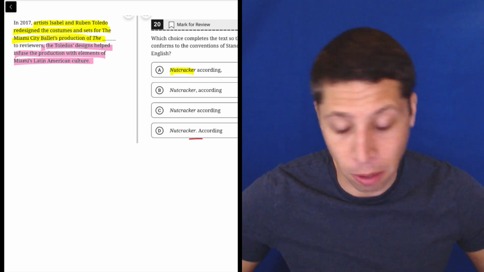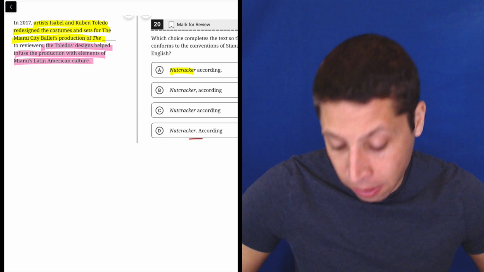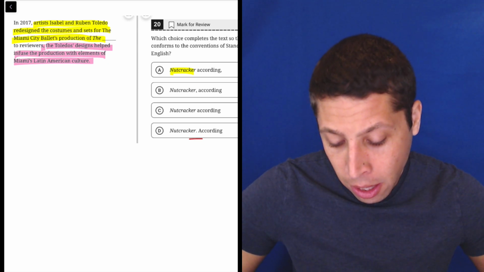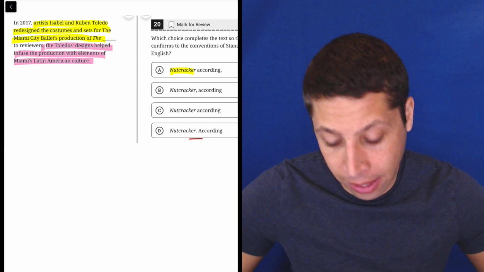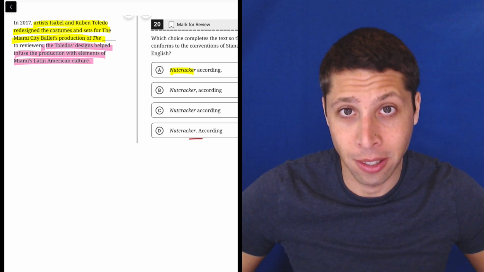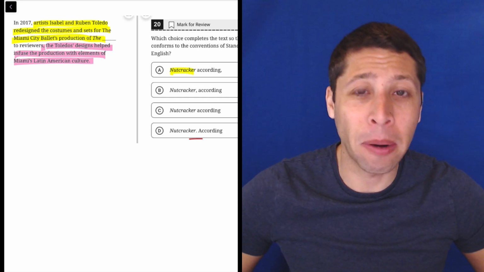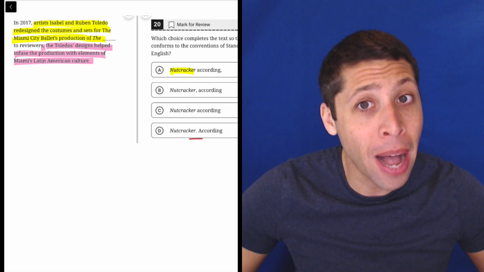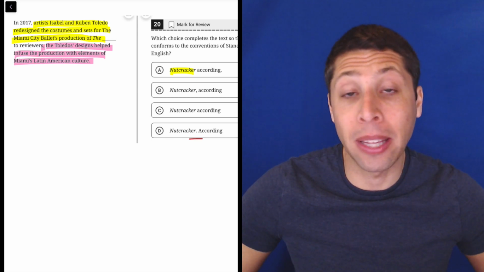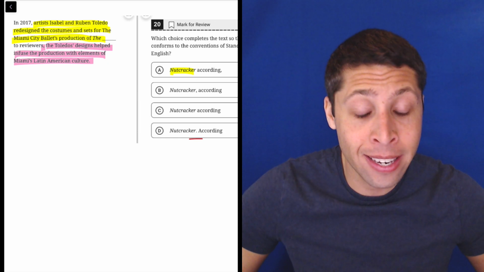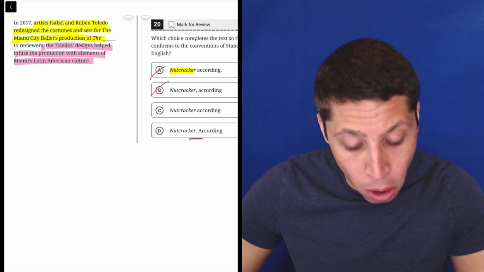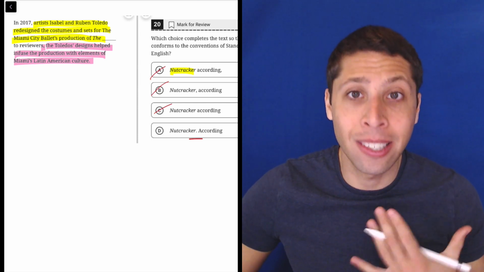We have a subject, we have a verb. The Toledos' designs helped infuse, right? So helped is the verb, the designs are the subject. In the first part, the yellow part, redesigned is the verb, and Isabel and Ruben Toledo, that's the subject. So those two things are sentences. There are special rules in English grammar about how we connect sentences, and a comma by itself is not enough. If one of these choices had a comma and maybe a conjunction, like the word and, then maybe we could make this work. But without that extra piece, all of these commas are going to be insufficient to connect these ideas.